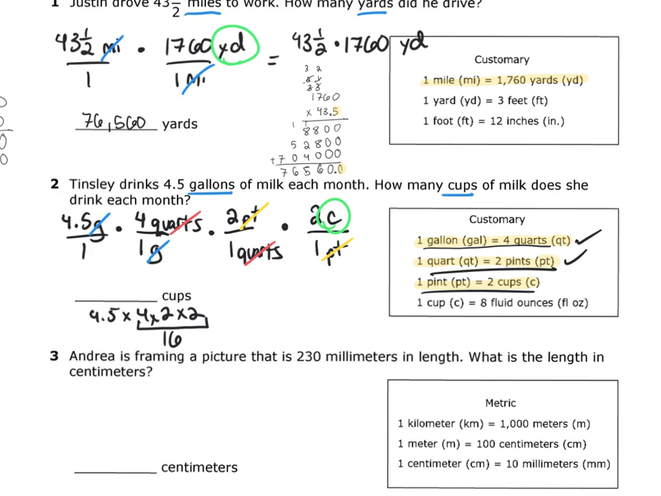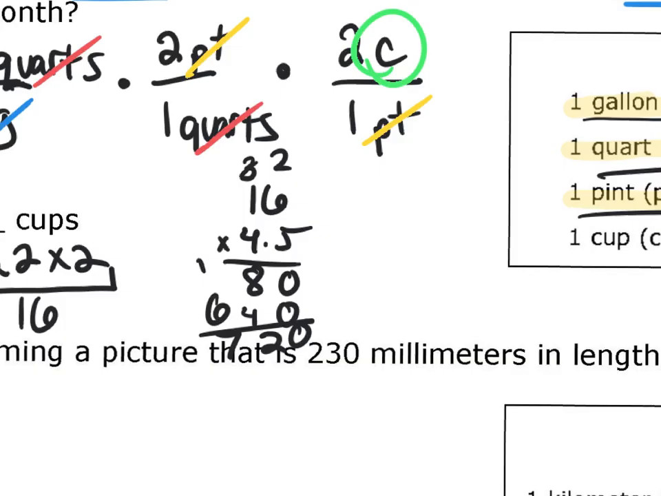And I could have done 4 times 4 is 16. So 4 times 2 times 2 is 16. So then what I need to do is multiply 4.5 times 16. I'm just going to do that on the side over here. 16 times 4.5. I don't know if you can see that too well. When I multiplied 16 times 4.5, I got 720.